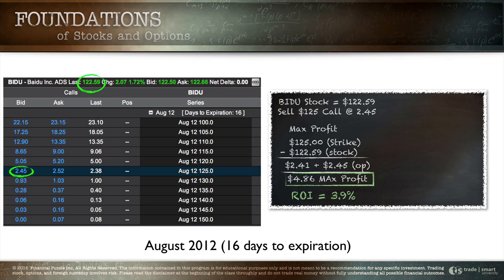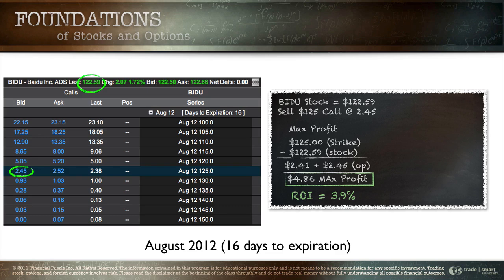Multiply 3.9% ROI in 16 days out over the course of a year, and you're starting to look at returns that look a lot like a hedge fund manager. By the way, that's why so many hedge funds like to use this strategy, because this is a really good strategy. And it's relatively low risk, comparably speaking.